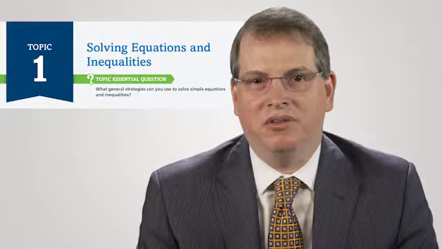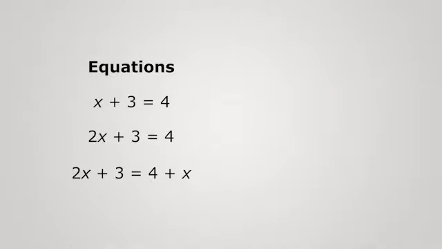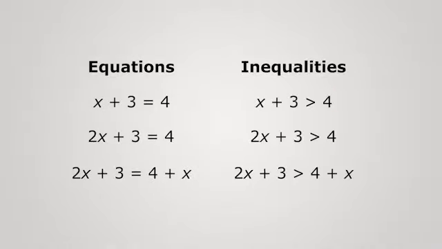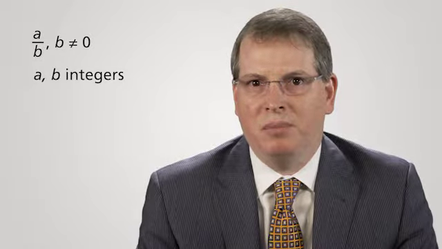Topic 1 focuses on extending students' understanding of writing and solving equations and inequalities to include equations and inequalities that require multiple steps to solve, as well as those that have variables on both sides. In middle school, students recognize that a rational number can be written in the form a over b, where a and b are integers and b is not equal to 0, and that all numbers that aren't rational are irrational.